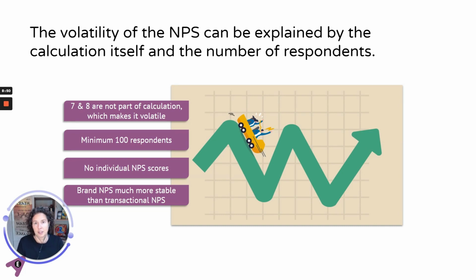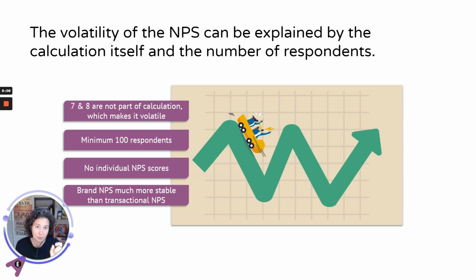Then the second thing is volatility. Almost all companies that I work with are saying, in Q1 it's, I don't know, +10, Q2 it's -20, and I have no idea how to explain it. Well, one of the key reasons behind that is because it's a calculation.